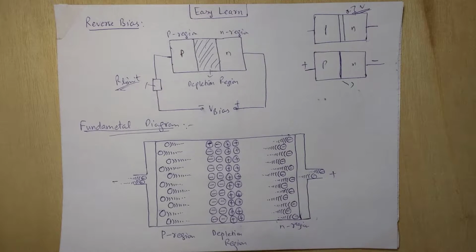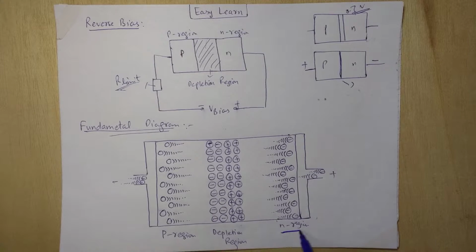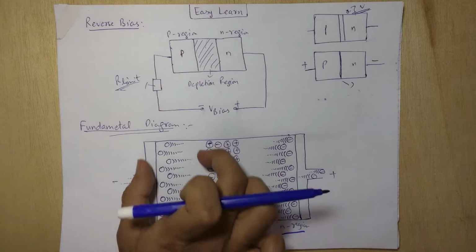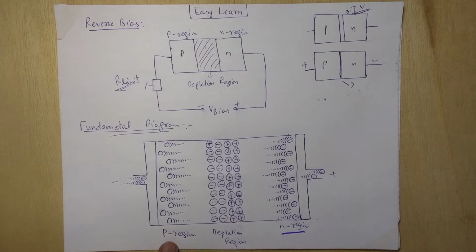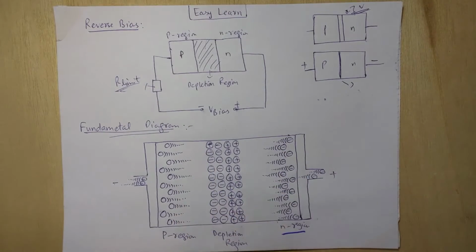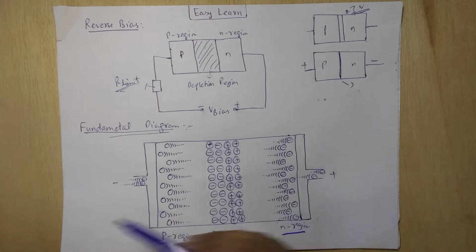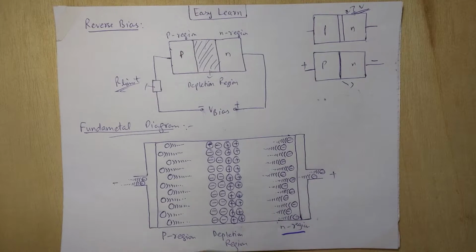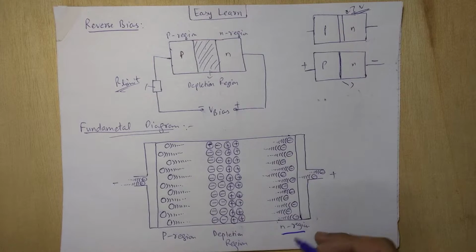So coming towards the main point, what happens? This is the N region, and this is the P region, and this is the depletion region. The depletion region is basically a charge that is fixed in position and doesn't allow the crossing of charge. Barrier potential is developed here, as you can see, by the fixed charges, and it doesn't allow the charge to pass through them. And this is the polarity in the N region.